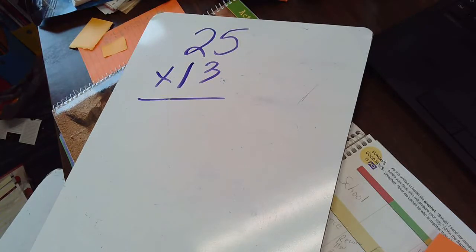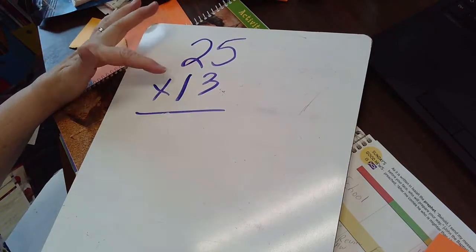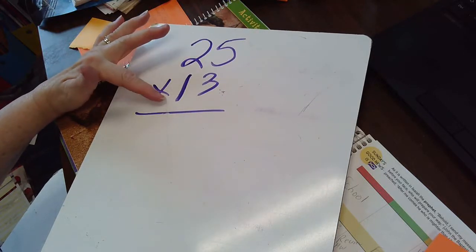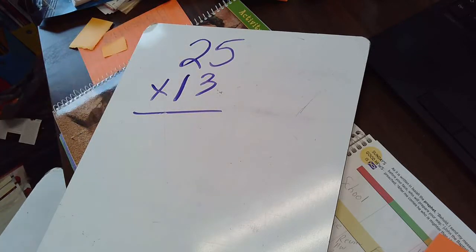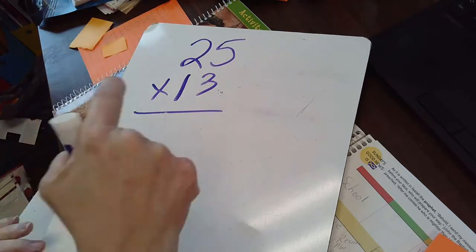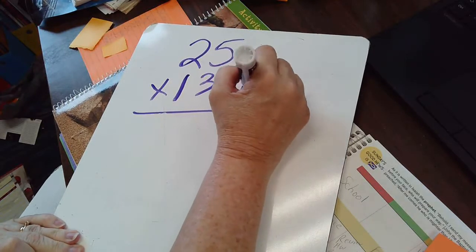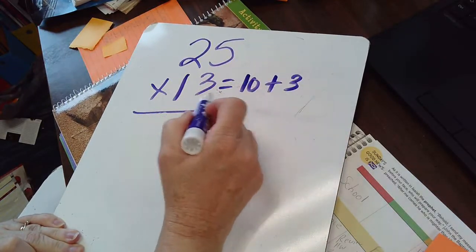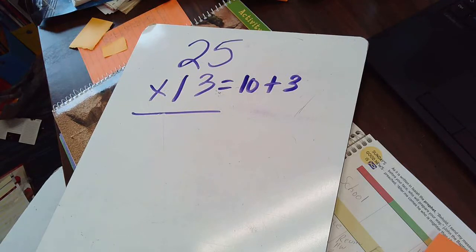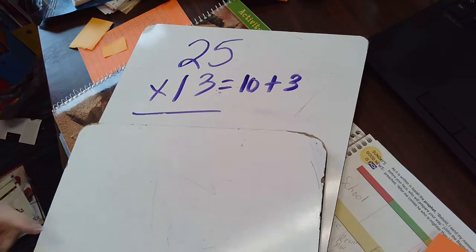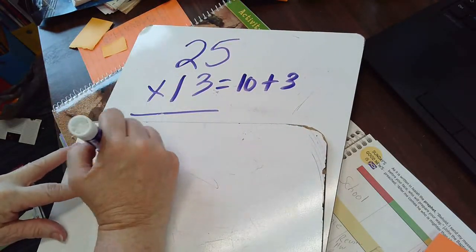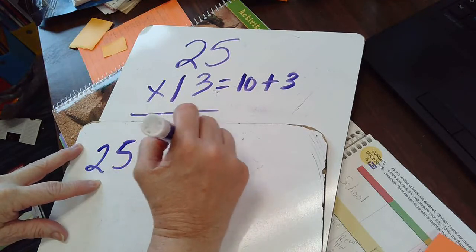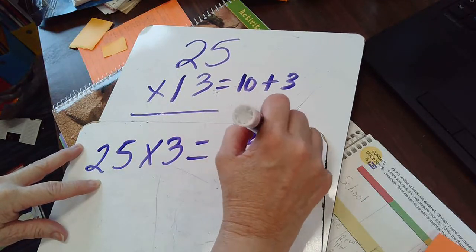All right. So when you do 25 times 13, or any two-digit number times a two-digit number, if you remember the distributive property, what we're really doing is 25 times 10 plus 3, because 10 plus 3 equals 13. So you're doing 25 times 3, which we now know is 75. We just figured that out.